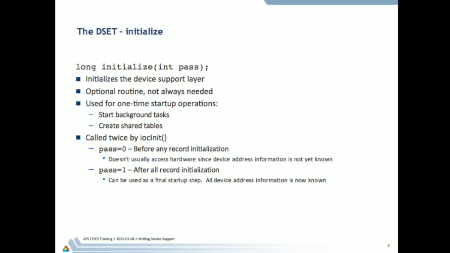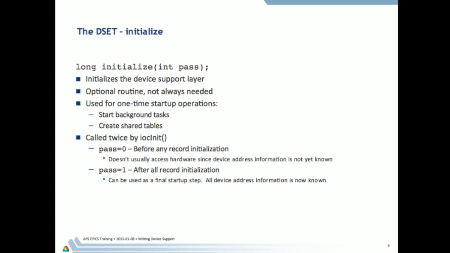So that initialize routine, I said, is actually responsible for initializing the device support layer. So if you need to allocate memory on a global basis for the whole thing, say you're talking to an external library, this might be the time when you initialize the interface to that library. You basically say to the library, hello, I want to talk to you, wake up and do any things that you actually need. At this point, you don't know what hardware devices you have, so you can't say, I want you to connect to this device or that device. But if you do have one-off startup operations, you need to start a background task or something like that, or create shared tables. And as I said, this is called twice.